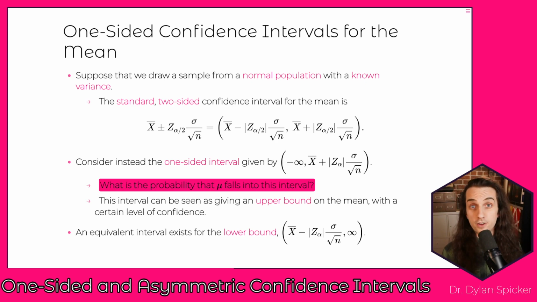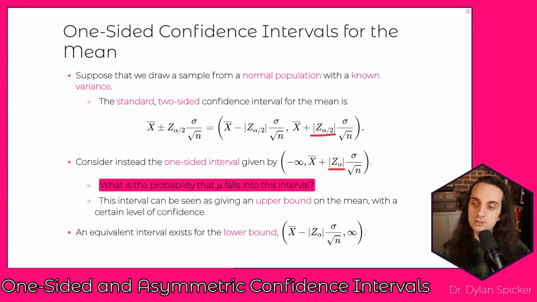Okay. We could have also done the exact same procedure except taking just the lower bound, right? And so in this case, we'll take x bar minus z alpha times sigma over the square root of n. Now there's something that's worth pointing out here, and that's the key difference between our standard two-sided interval and either of the one-sided intervals. Of course, the first and most obvious difference is that we're starting at, say, negative infinity, or we're going to positive infinity. But the other difference, and it's a little bit more subtle, is that we're taking the value z alpha rather than the value z alpha over 2, right?